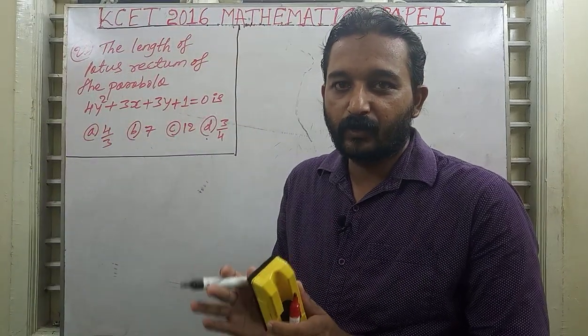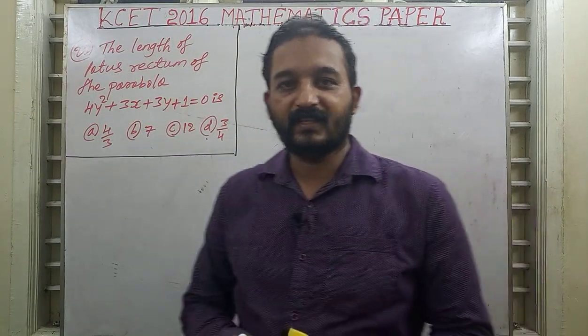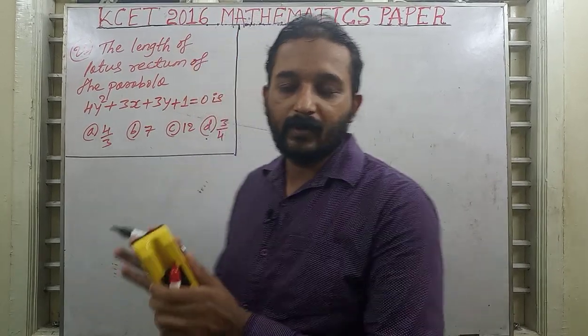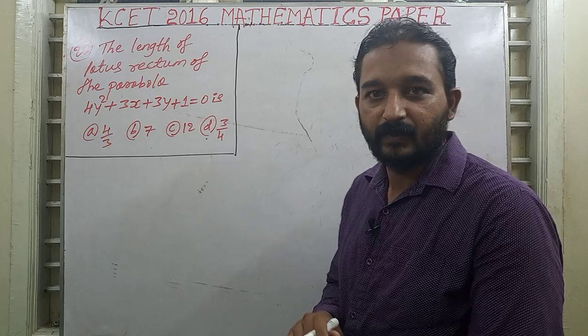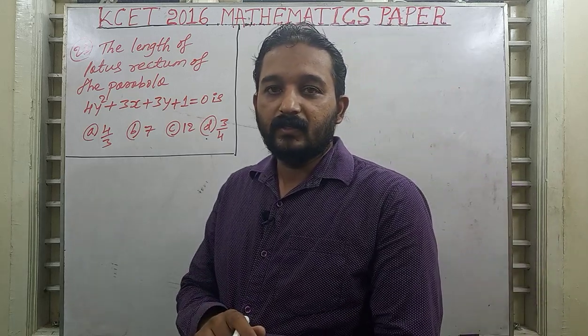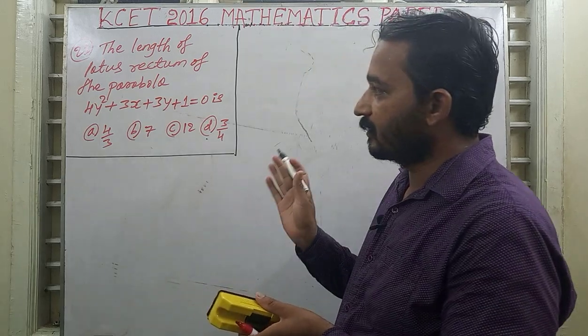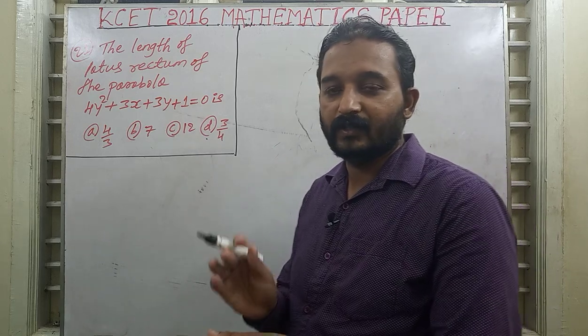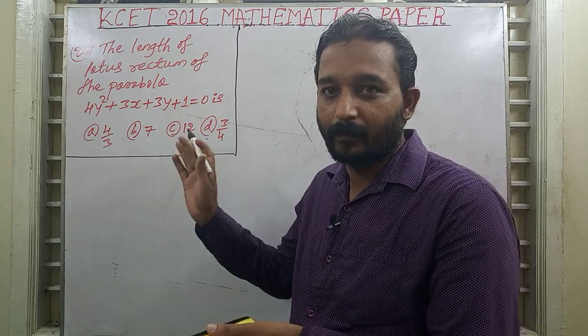In this video, I am going to solve the KCET 2016 Mathematics paper part 3, from question number 21 to 30. Let us move on to the first question. The question is based on the chapter conic sections in first year. Particularly, we have to find the length of the latus rectum of a parabola.